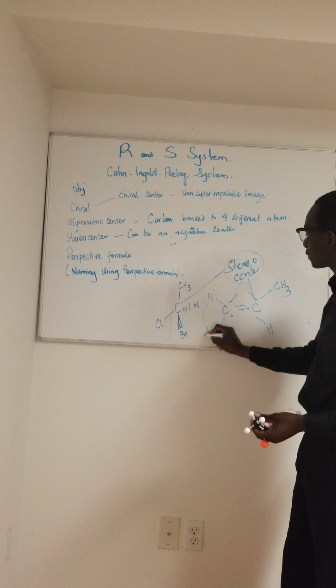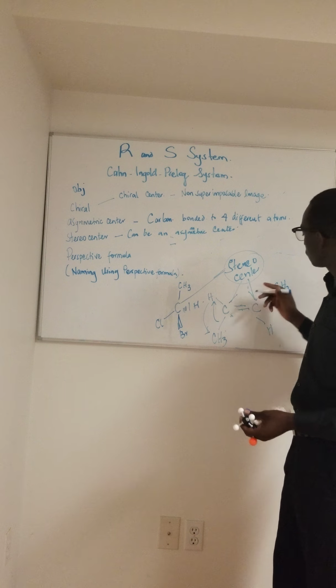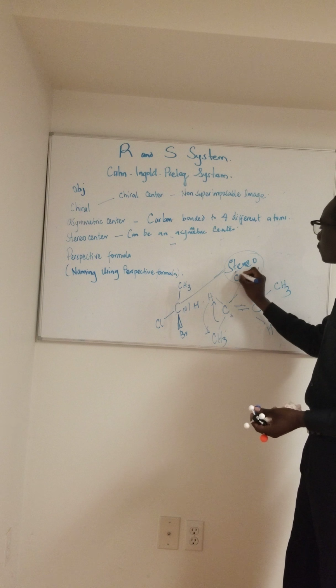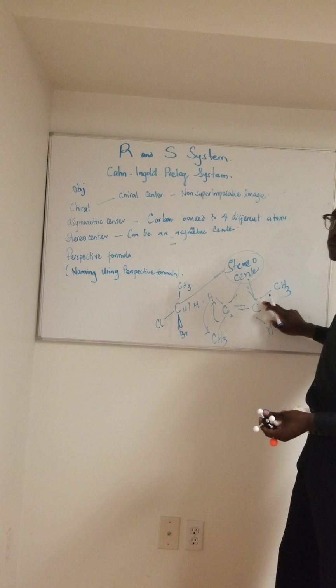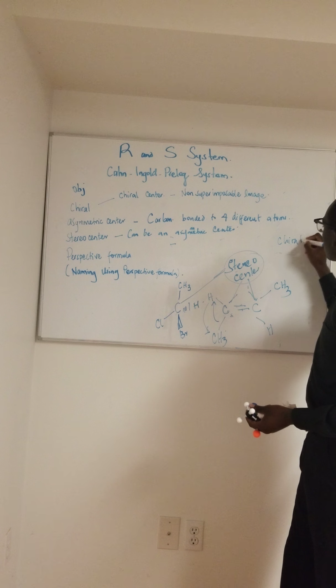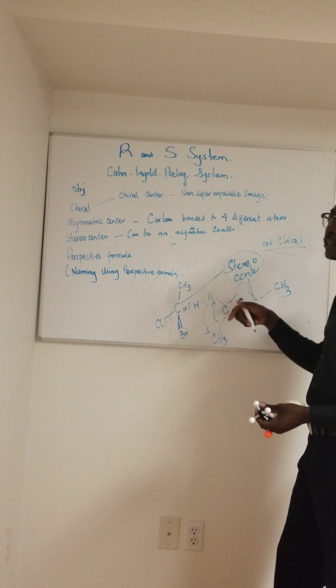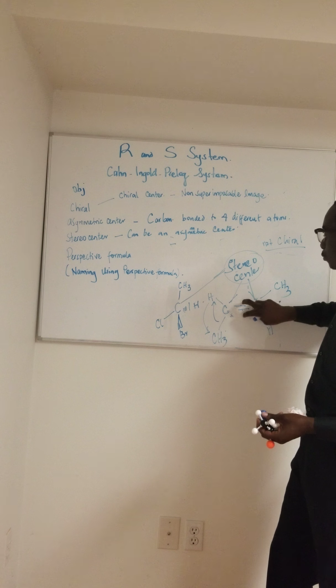If this hydrogen comes down and the methyl group goes up, then we get a cis isomer. This is a trans isomer. So it is a stereocenter. The same applies to this carbon. But these 2 carbons are not chiral, meaning that they are not bonded to 4 different atoms because of these 2 double bonds.